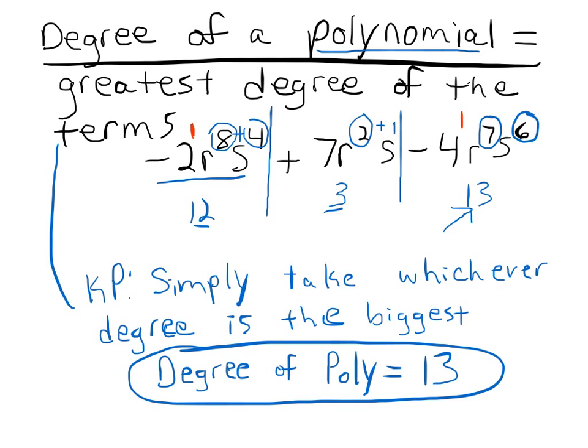A common mistake on this is because students are so used to adding these degrees up, so they're like, oh, 8 plus 4 is 12, and then the 2 plus 1 is 3. They're so used to adding these exponents or degrees up that then at the very end they do this. I'm going to write it in red because this is just so wrong and such a common mistake. They do 12 plus 3 plus 13 and say, oh, my degree is, what would that be, 15, 25, 28? My degree is 28.